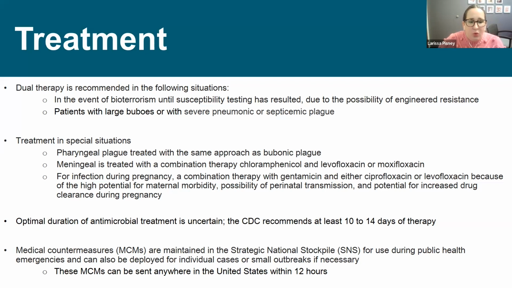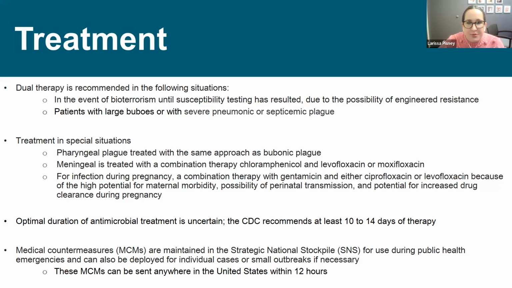And then a few more final points in terms of treatment of disease. The optimal duration of antimicrobial therapy is not clear, but the CDC recommends at least 10 to 14 days of therapy. This may be prolonged if a patient is slow to respond. And then in terms of access to these agents, as you can see, many of them are common agents that are used every day. So typically we should have access to them.